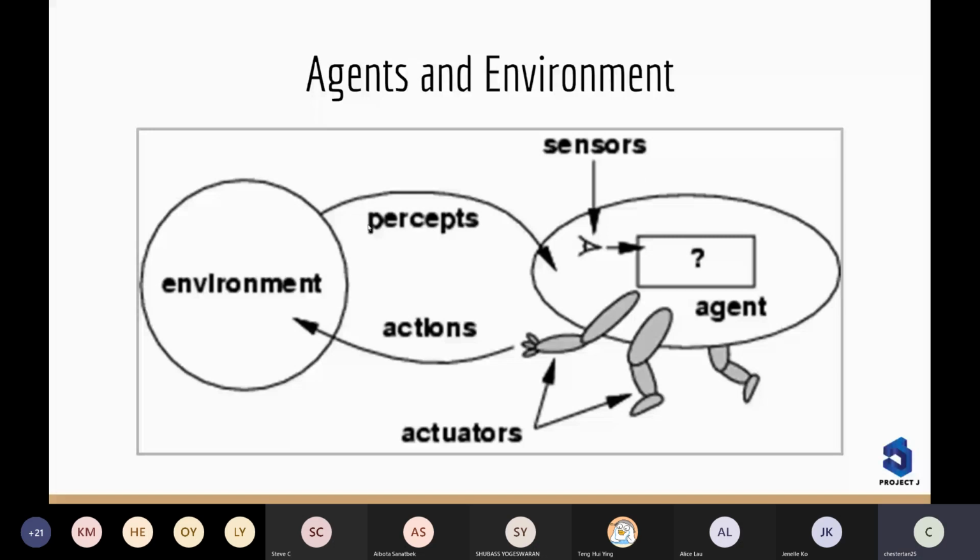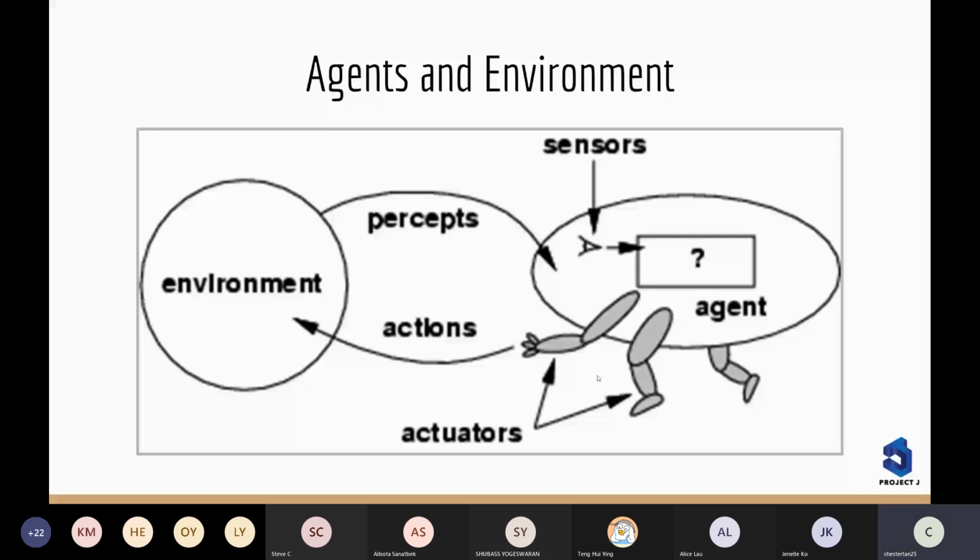What is the meaning of percepts? Percepts are the stuff that we can sense from the environment. For example, if you're using the eyes, the percepts are what we can see from the environment. If the nose, then the percept will be the smell of the environment. So that is the sensor and the percepts.